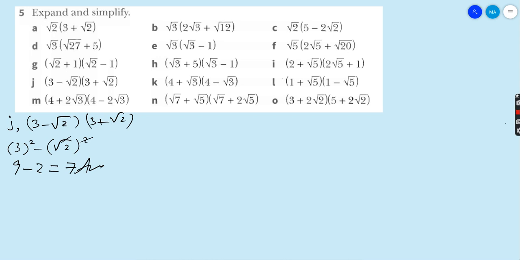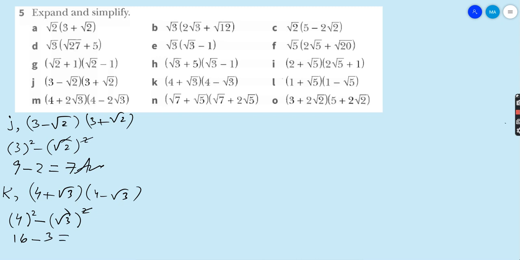Come to part K. Part K is 4 plus root 3 into 4 minus root 3. Now, again we can easily apply the a plus b and a minus b formula. So it will be a, which is 4 square, minus b, which is root 3 square. 4 square is 16, minus square and root cancel, and 16 minus 3 is 13. Answer of part K is 13.